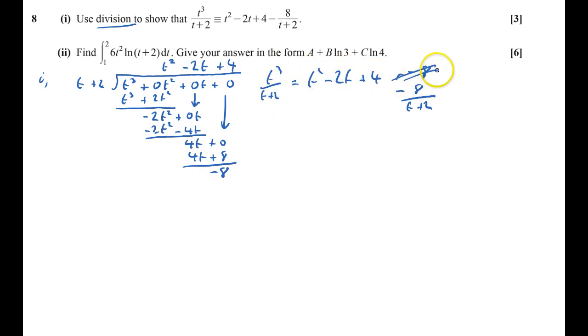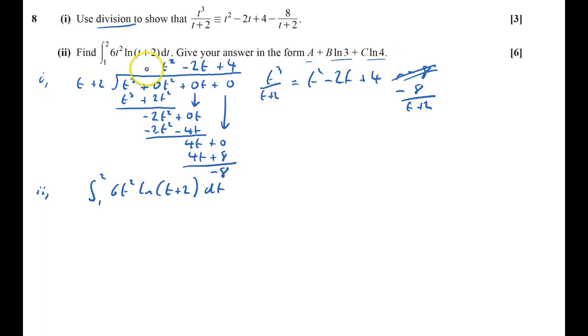And the second part, I'll get started off on here, and then I'm going to do a second video for it. I've got to integrate between 1 and 2, 6t squared ln of t plus 2 with respect to t. I've got to put it in terms of numbers and ln 3s and ln 4s. That's helping me to check that I've got the right answer when I get there. And I've got to see what I'm doing here.